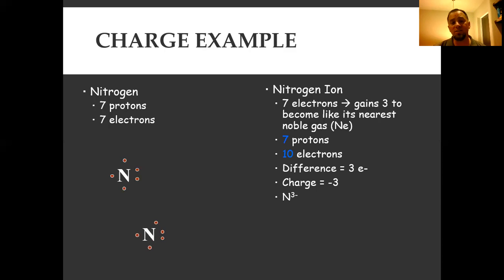When we draw this as our Lewis dot structure, we add those 3 electrons, put it in brackets, and then put the charge outside the brackets. We'll have a worksheet where you'll be writing these Lewis dot structures of the ions. So make sure to take good notes on this, because we will be doing this.